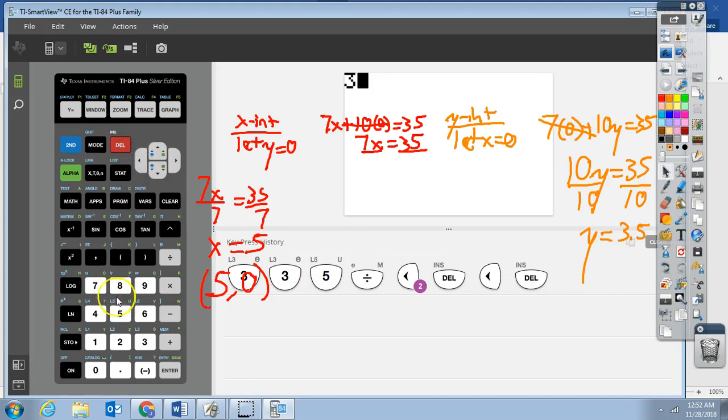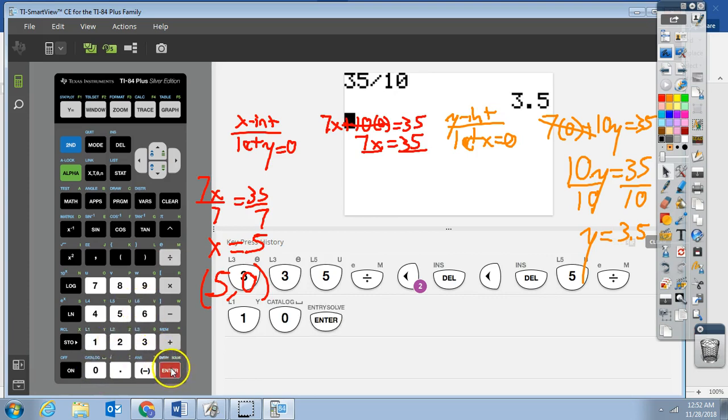You guys just thought it messed up in class, huh? 35 divided by 10. Press enter. Math, enter, enter. Changes it back to a fraction of 7 halves.